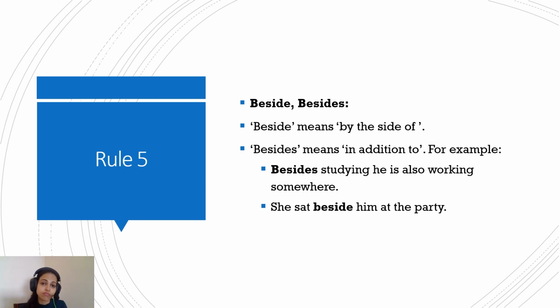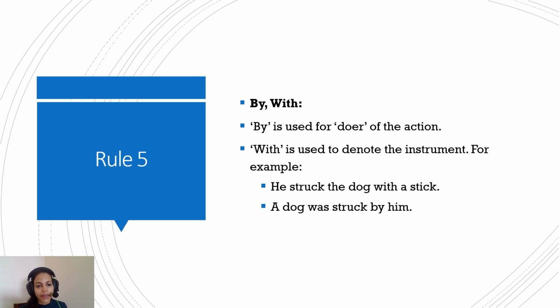So just the inclusion of the letter s at the end changes the meaning of the two words, beside and besides. Okay, I hope it's clear. Now, by and with. By is used to denote the doer of the action, and the word with is used to denote the instrument by which the work is done.